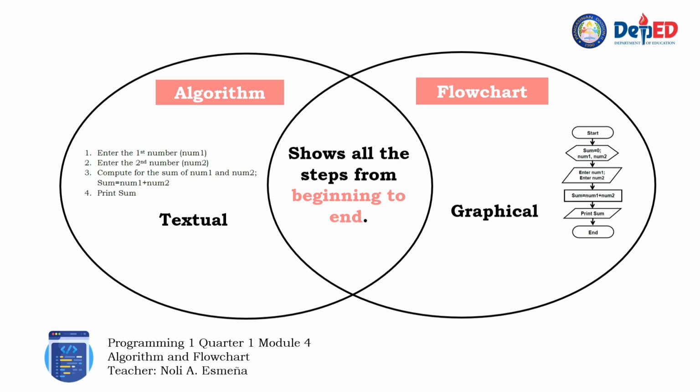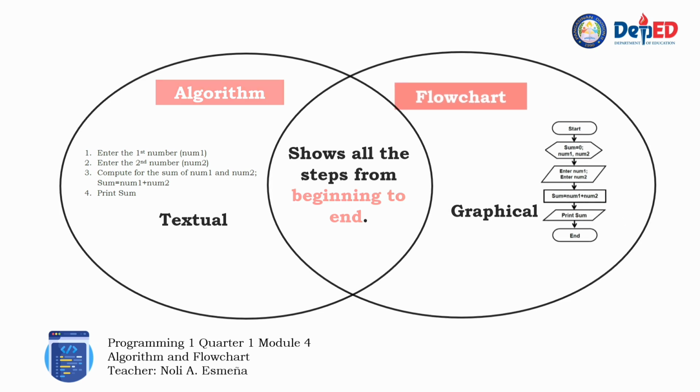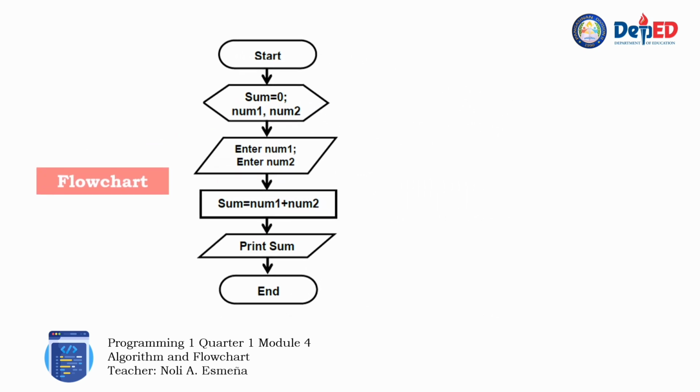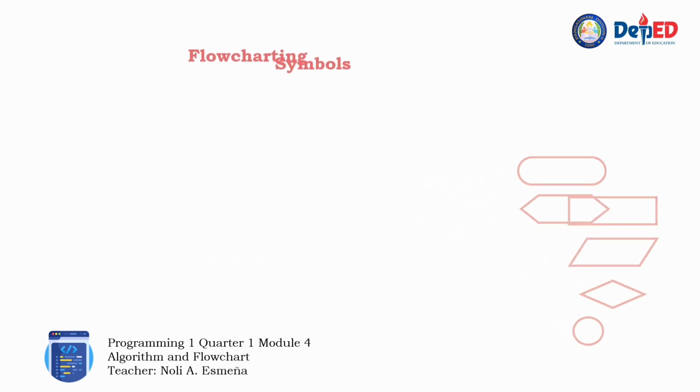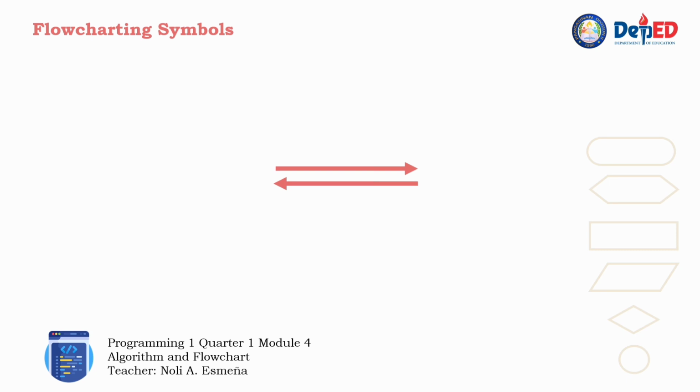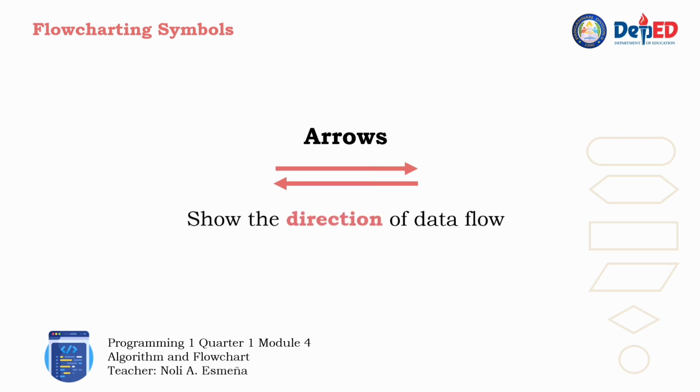Recall that while algorithms are written textually, a flowchart is graphical. A flowchart is simply the graphical counterpart of the algorithm. Observe that in our sample flowchart, there are different shapes that can be seen. These shapes are what we call the flowcharting symbols. First, we have the arrows. The arrows show the direction of data flow.